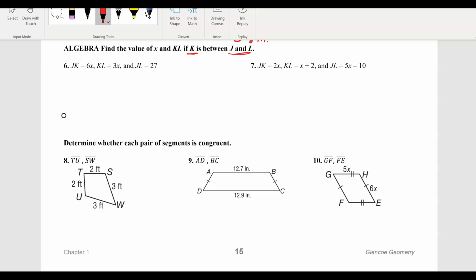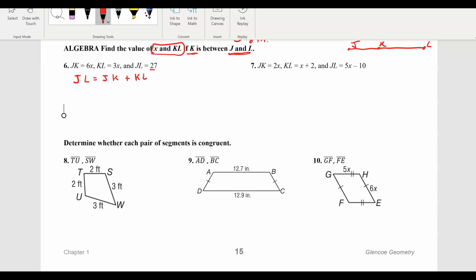We don't have a picture, but they tell us that K is between J and L. So what I should start off with in each of these cases is that JL equals JK plus KL. So what I'm trying to picture here is J would live here, K is in between, and L's here. So it's a segment addition situation. Okay? And remember, we want to find X and KL. I want to find both of those.